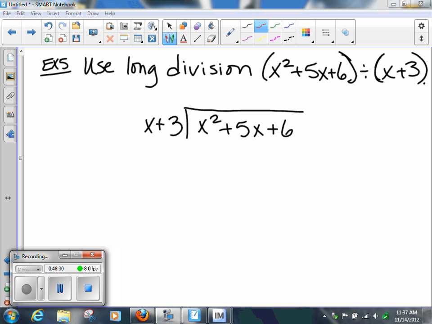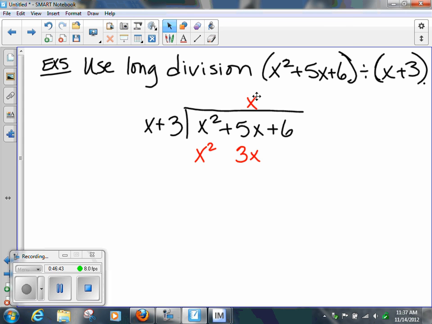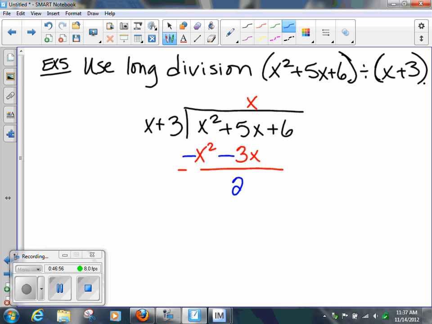Here we go. X goes into x squared how many times? X times. X times x is x squared. X times 3 is 3x. Since it's positive, now I've got to go back and do what? I'm going to subtract my first term and my second term. Do you guys agree with that? My x squared's what? That cancel. 5x minus 3x is 2x plus 6, because I have to bring down my 6.